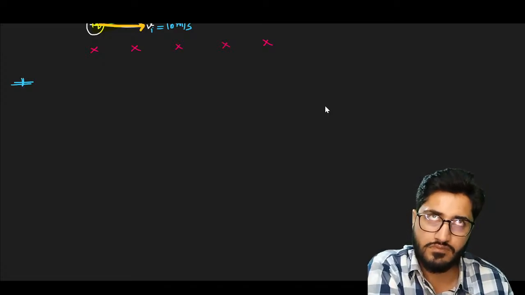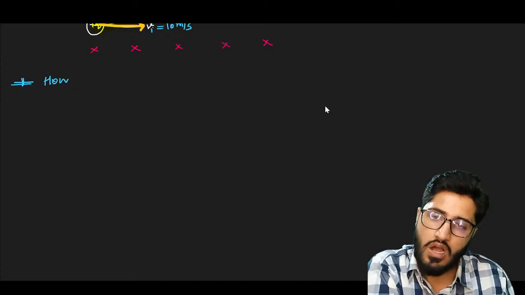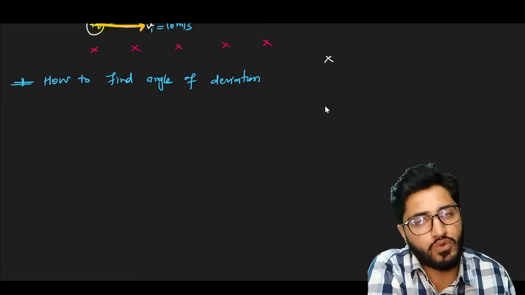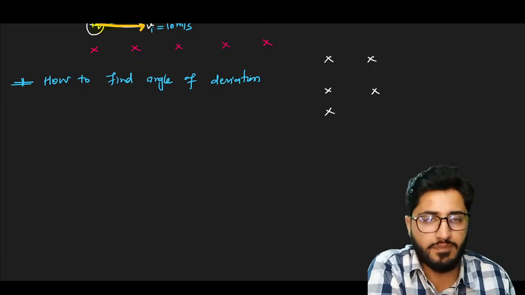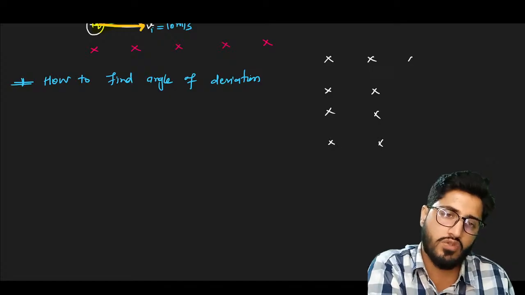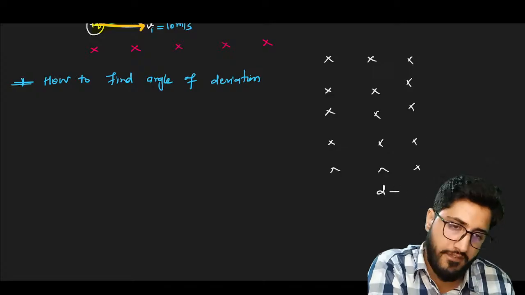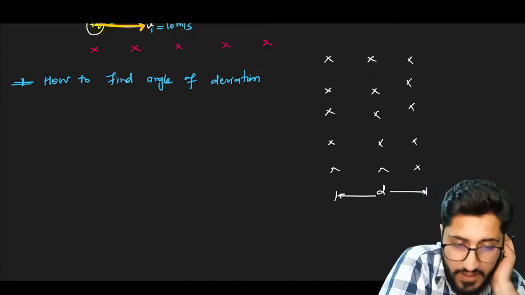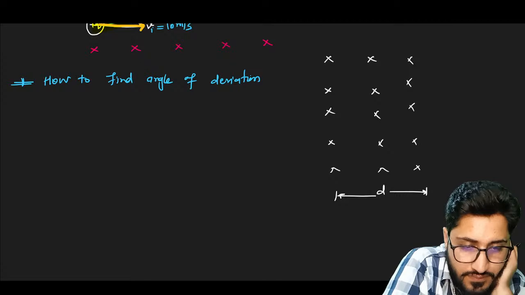Let us suppose one more, different case. I will tell you how to find the angle of deviation. So what is the meaning of it? Let's suppose this represents my magnetic field, directed into the page, and the width of my magnetic field is d.